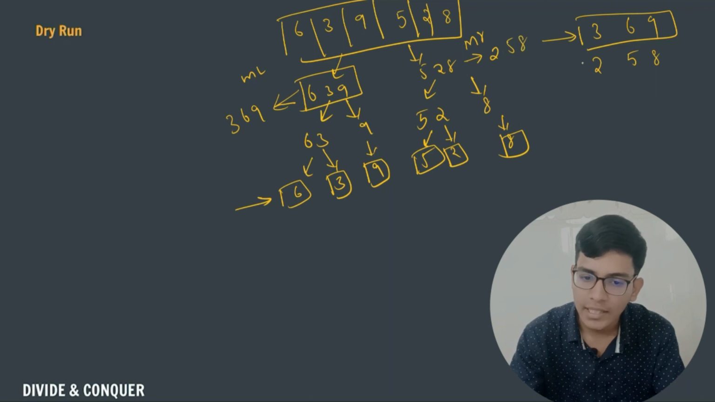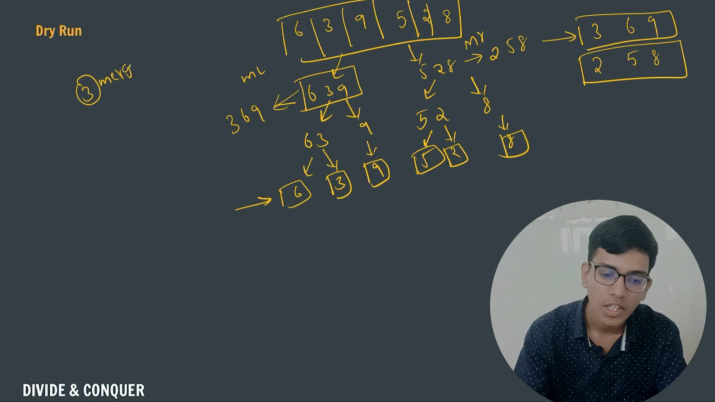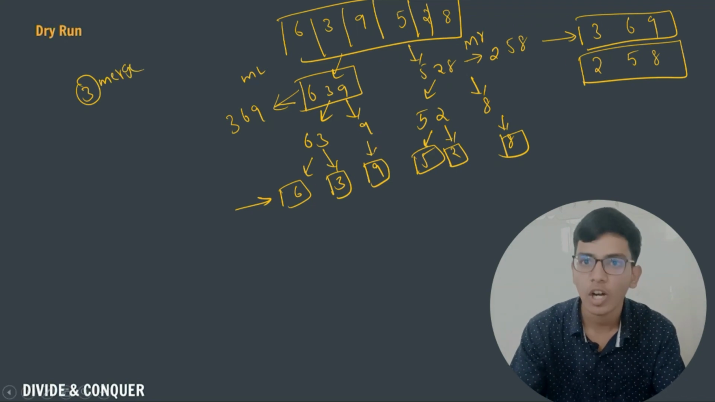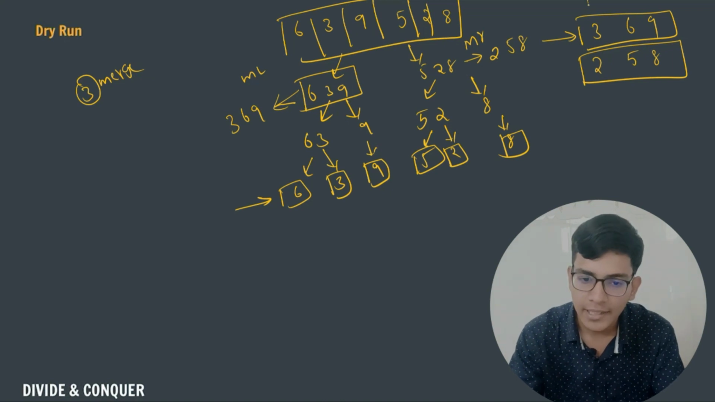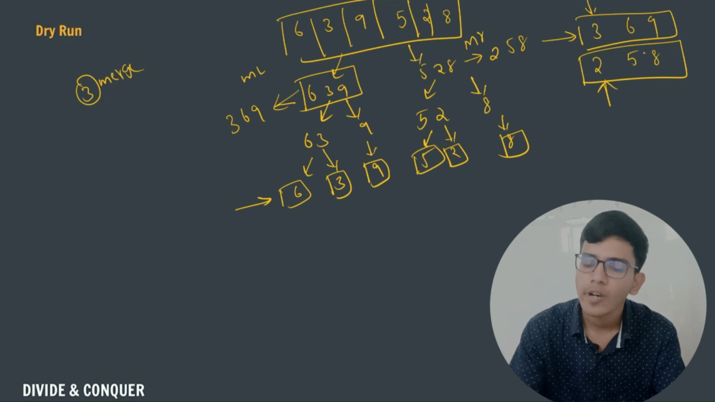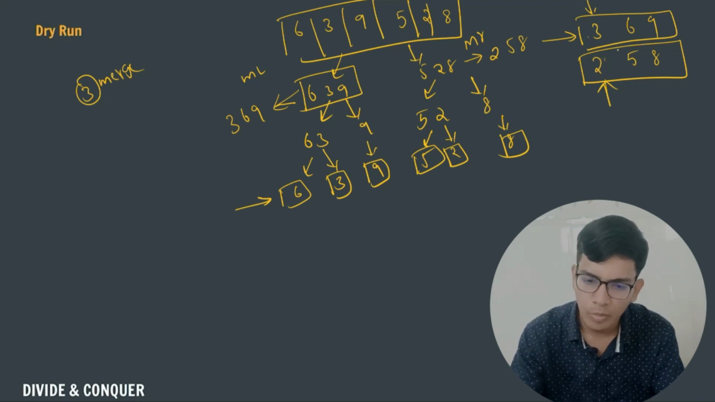After that, what is the third step? We need to merge the given elements. So we need to merge these two in such a way that we get our sorted array, right? This is my iterator for merge sort left, and this is my iterator for merge sort right. I will compare these two elements. What is the smallest element in both, 3 and 2? 2 is the smallest. So I will create a new temporary array.